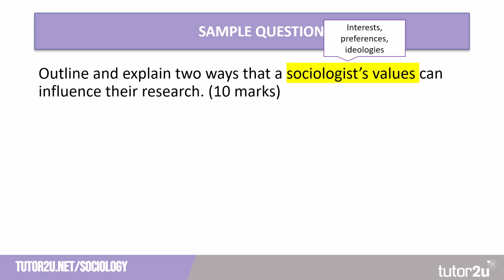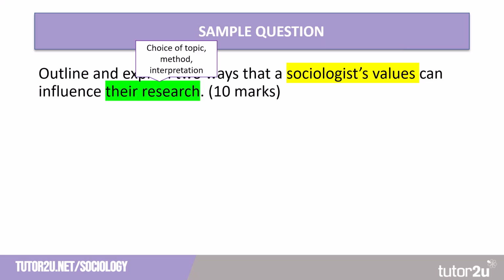This can include whether they are a Marxist, a functionalist, a feminist, whether they prefer positivist methods or interpretivist methods. It can also talk about their personal interests, what topic area they like to choose. We also need to tie this into how it influences their research. Now the research we can talk about here is the choice of topic, the method, and how they interpret the data that is presented. Now we have to link the value into a way in which it influences their research.